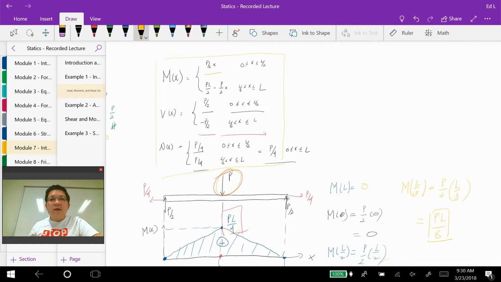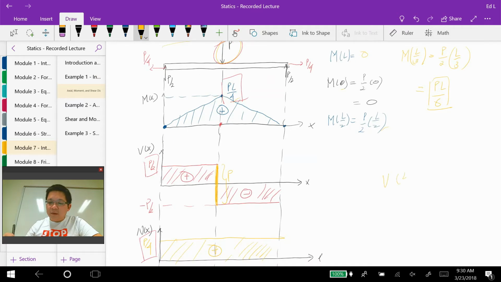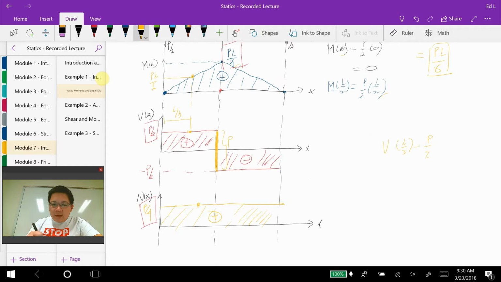Okay, and this result is the same as what we obtained from the previous example, right? When we discussed moment or internal forces at a specific location. Same thing in here. If you calculate V at L over 3, you will obtain P over 2, right? Because it's right here. And then same thing in here. It's the N of x and V of x at x equal to L over 3, which are P over 4 and P over 2. Okay.